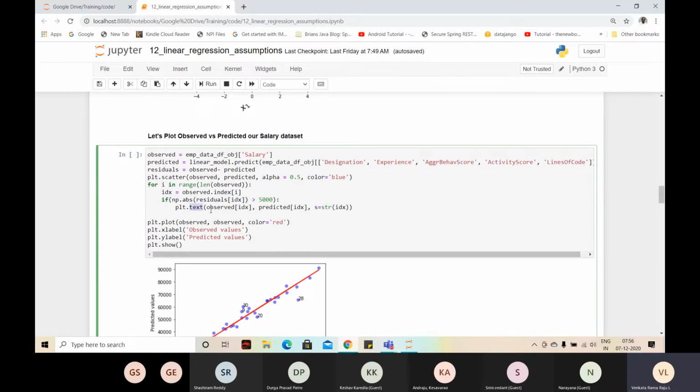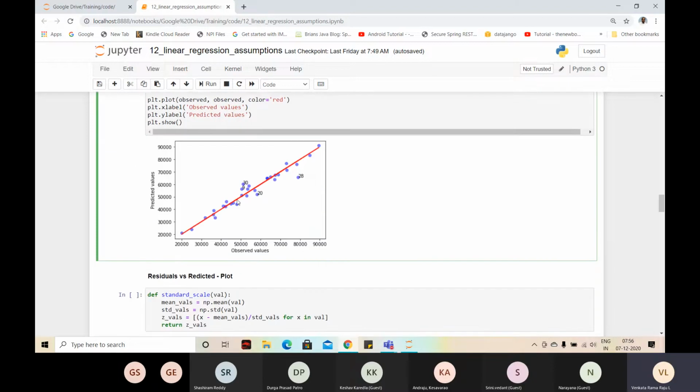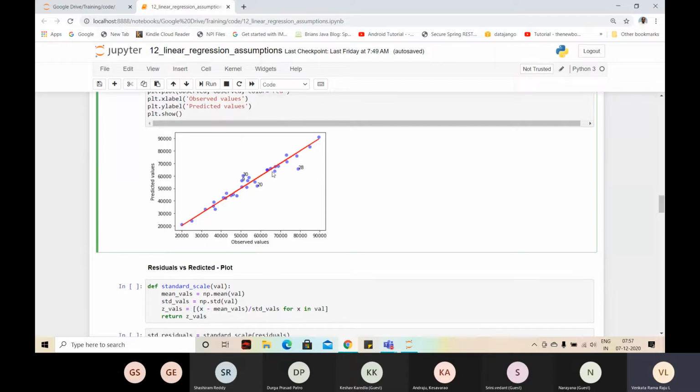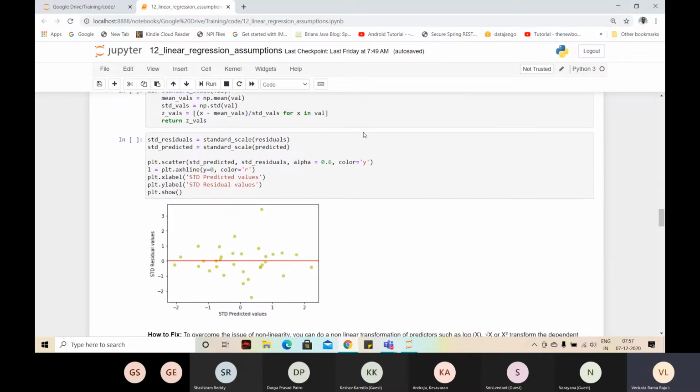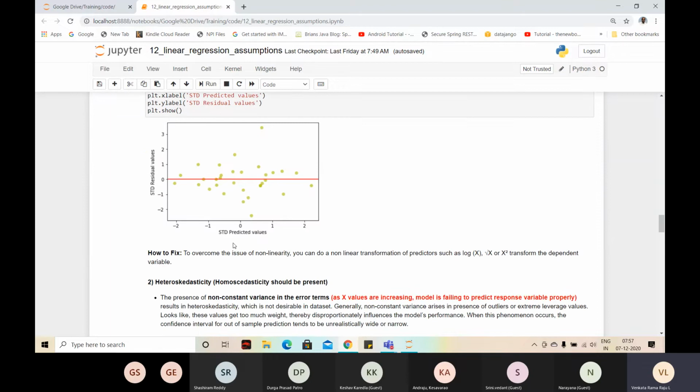I plotted plt.text with the data point, and then I plotted the index there. Now, if the error is greater than 5,000 rupees, then I plotted the numbers also. So we know the outliers in this data. Okay. So the residuals versus fitted plot, when I looked into it.